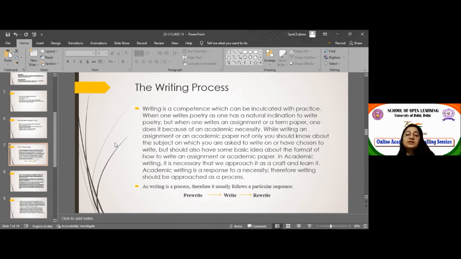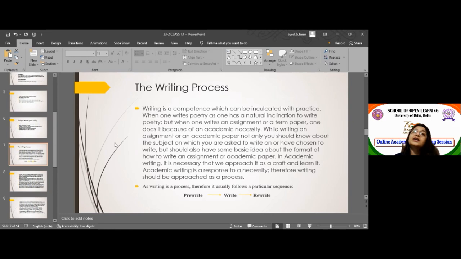So what is the writing process? Writing is a competence which can be inculcated with practice. The more you practice, the better you're going to be. When one writes poetry, one has a natural inclination to write poetry, but when one writes an assignment or a term paper, one does it because of an academic necessity, right? So you can write poems, you can write anything, you can write stories on Instagram, right? But that is reflective of you, your thoughts, your expressions.